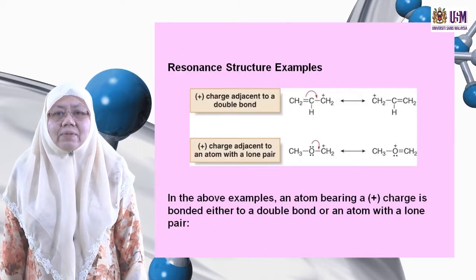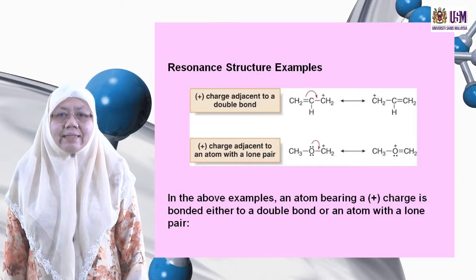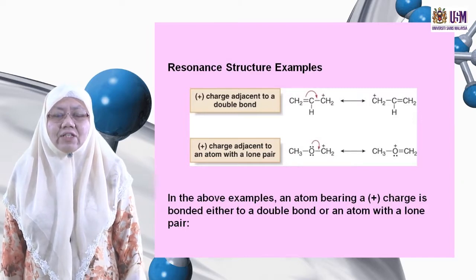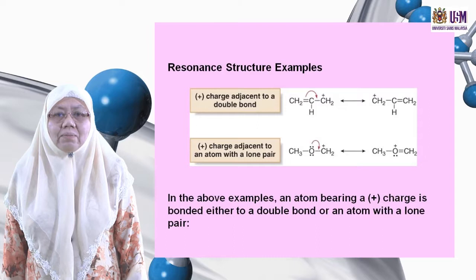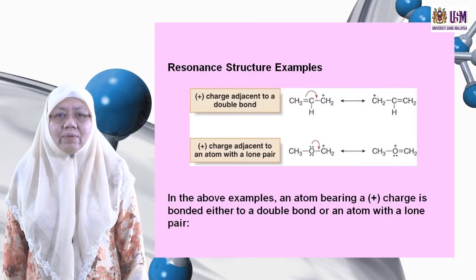Okay, in the examples given, we can see now an atom bearing a positive charge is bonded either to a double bond or an atom with a lone pair.